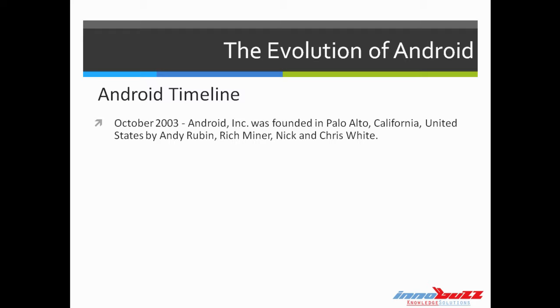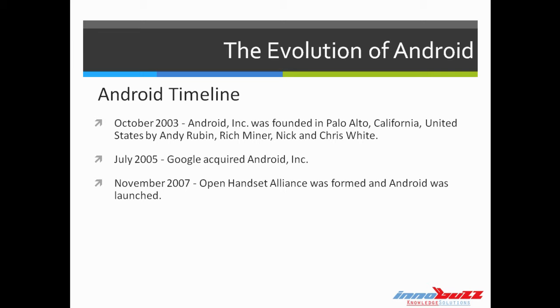In October 2003, Android Incorporation was founded in Palo Alto, California by Andy Rubin, Rich Miner, Nick, and Chris White. Later in July 2005, Google acquired Android Incorporation. Then, by November 2007, the Open Handset Alliance was formed by 34 founding members and Android was launched. The companies which were part of Open Handset Alliance were Samsung, Sony, Google, and many others.